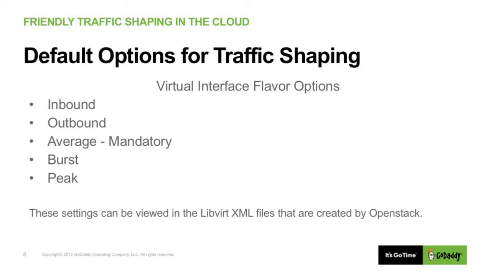So with OpenStack, there is a default option to turn on some traffic options in Nova, and you can shape traffic inbound and outbound. And the mandatory setting that you need to do is you need to provide it the average speed that you want your VMs to operate at. And all these settings that you choose when you turn it on are actually written to the underlying XML files that OpenStack places on your hypervisors.